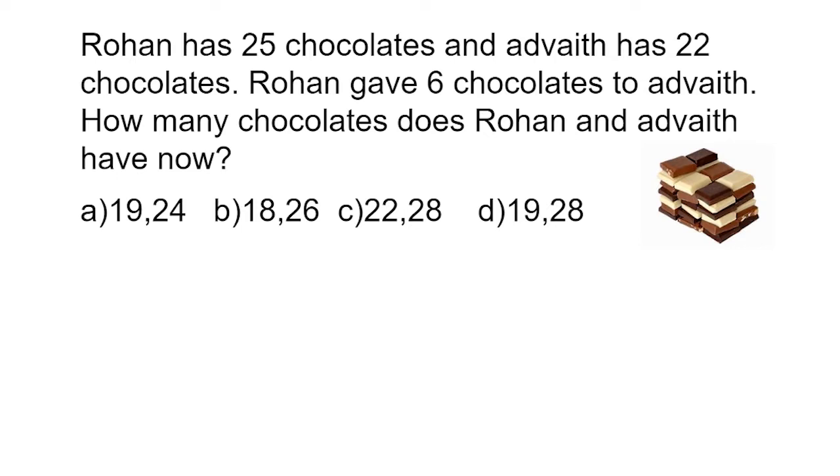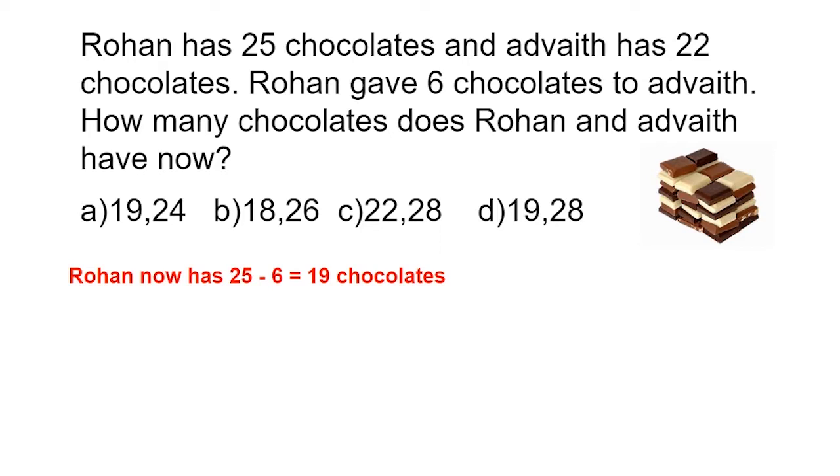Now, what is said? Rohan has 25 chocolates and Advait has 22. Now, what is Rohan doing? From these 25 chocolates, he is giving 6 chocolates to Advait. So, how many chocolates does Rohan have now? From the 25 chocolates, you have to remove 6 chocolates, right? Because the 6 chocolates are given to Advait. So how many chocolates will Rohan have now? Rohan will have 25 minus 6.